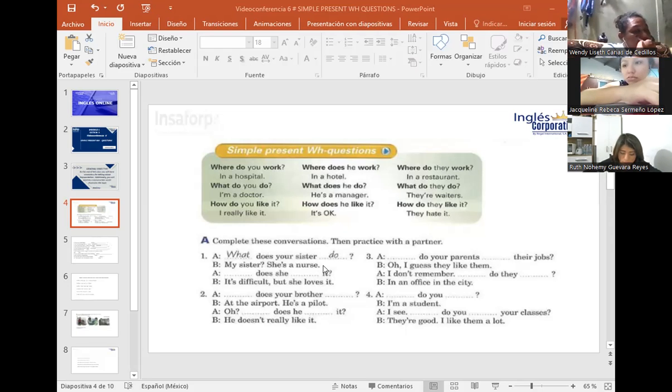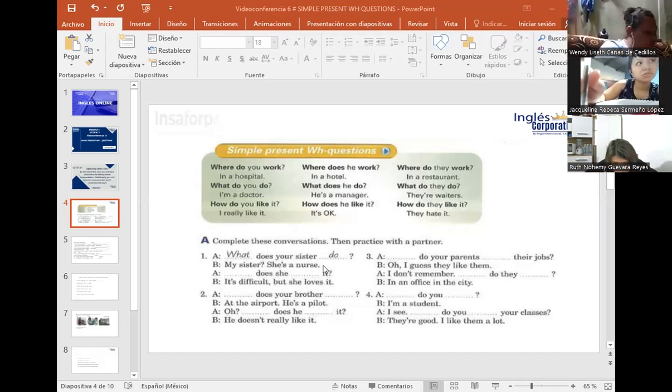How does he like it? Para tercera persona, pues sería la estructura, how does he like it? Y pues, si le gusta, it's okay, está bien, para no decir, wow, this is the best job, it's perfect. Solo dice, it's okay, significa que está bien, pero como que no me convence mucho. So that's one of the ways. All right, vamos con el siguiente.